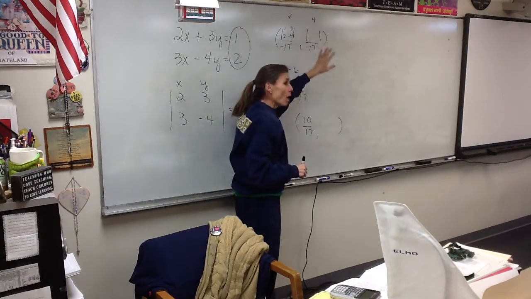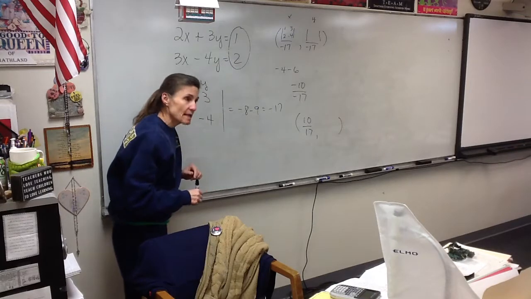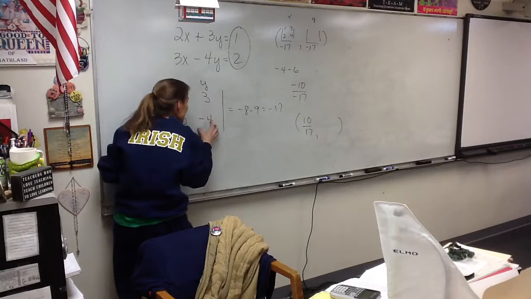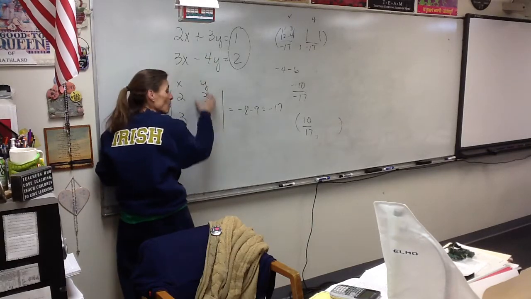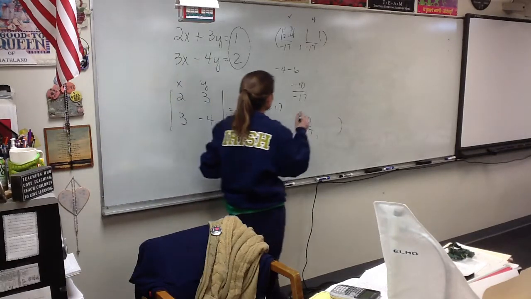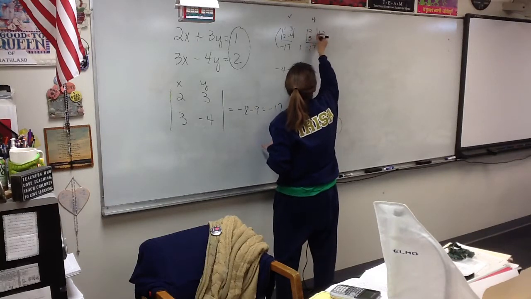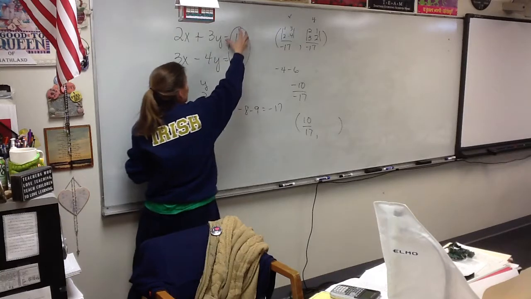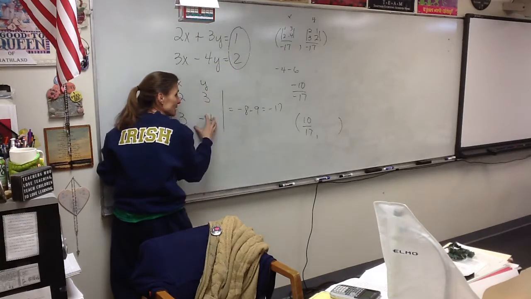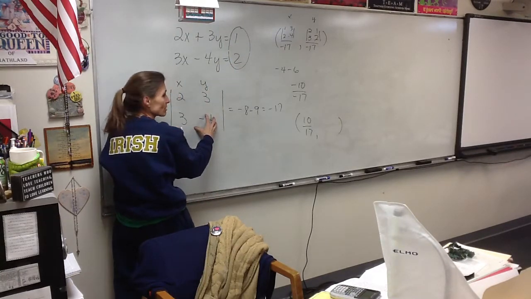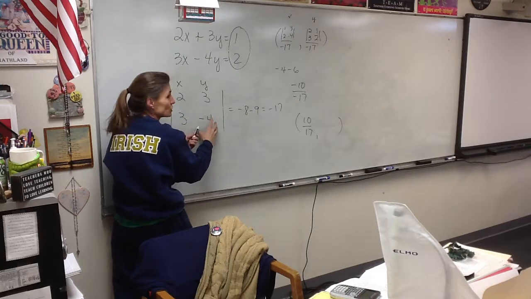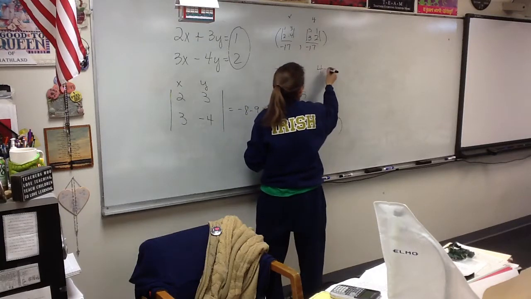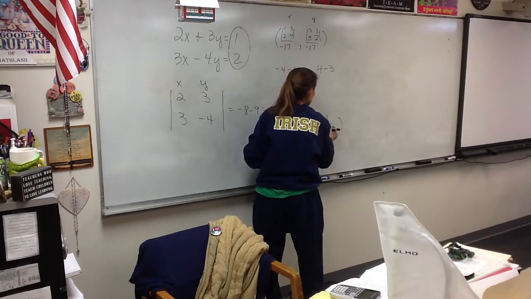Now, how do I do Y? I do the same thing. I'm going to take these numbers and paste them on top of my Y coefficients. So I have 2, 3, 1, 2. Okay, now look, pretend you can actually do this. Cut this out and paste it. So the 2 and the 3 are still here, and now you have the 1 and the 2. What is the value of that determinant? 1. 4 minus 3, that's just 1.